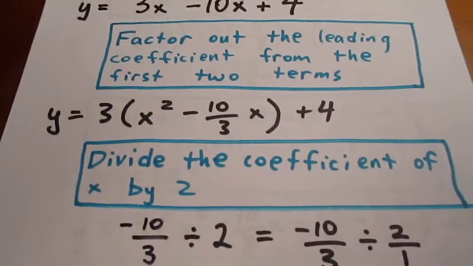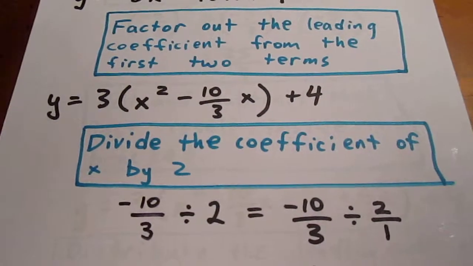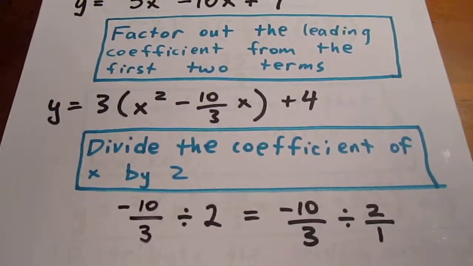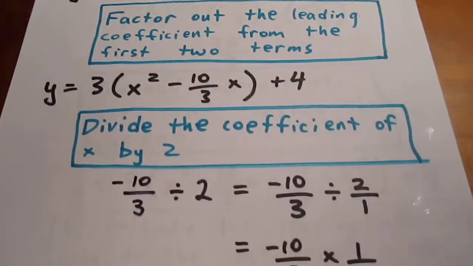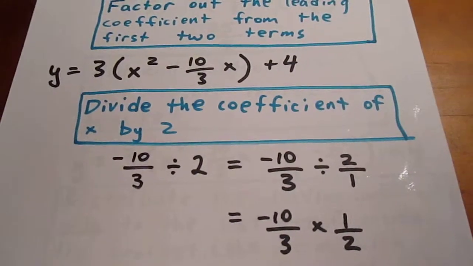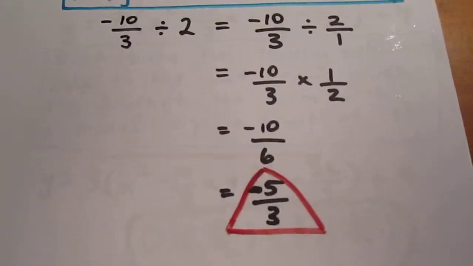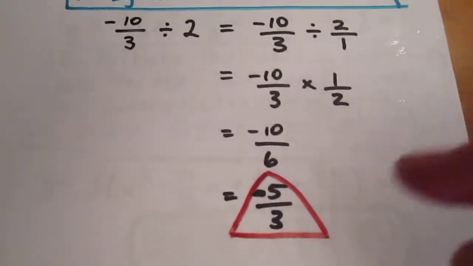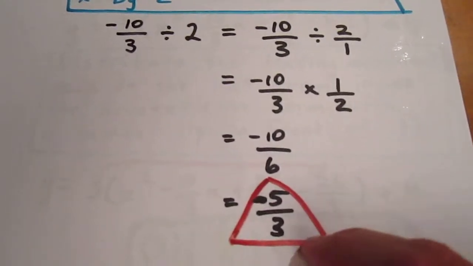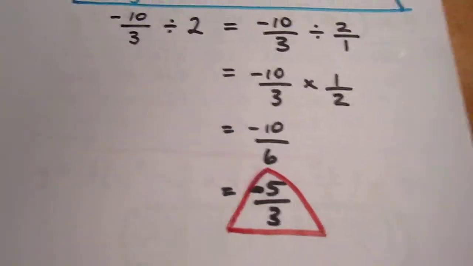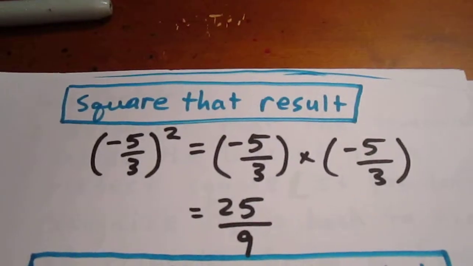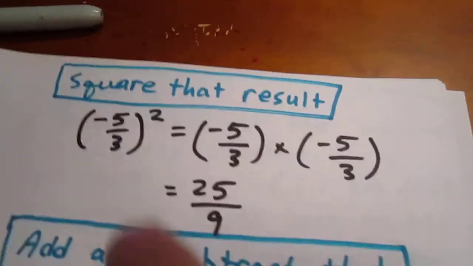We're going to divide that coefficient by 2. Negative 10 thirds divided by 2 is the same as negative 10 thirds divided by 2 over 1, which is the same as negative 10 thirds times 1/2, which is the same as negative 10 sixths, which is the same as negative 5 thirds. We're going to keep our eye on that red triangle right there. It'll become useful later. Now what we're going to do next is square the result we got.